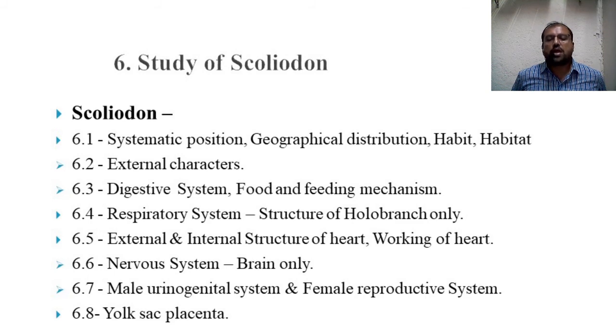And the last subtopic is yolk sac and placenta in the Scoliodon. That is the early developmental stages of the Scoliodon. So this is all about the animal diversity third. These are the topics that we are going to study in detail from the animal diversity third.